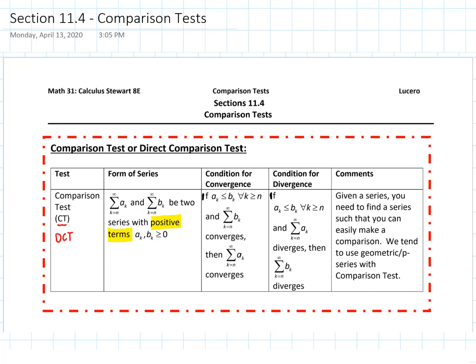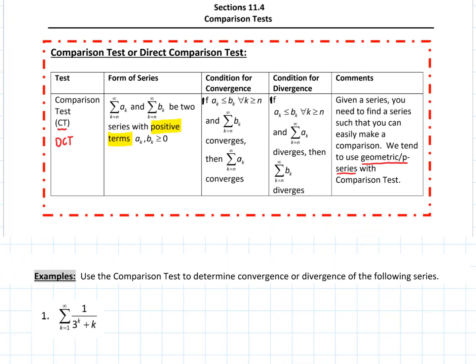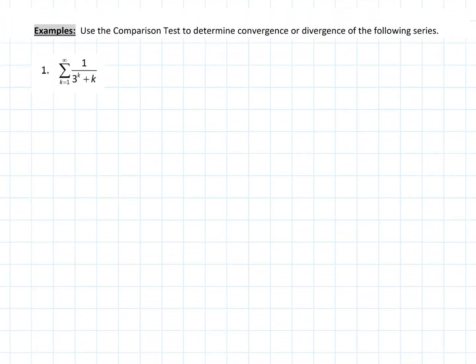Just a couple little comments on this one. If you have a series that you're looking at and you want to use comparison, you need to compare it to something that you know converges or diverges. The two series that we can know through previous sections converge or diverge are our geometric or our p-series, so we can compare to those. Let's jump right into a couple examples in this video, and then talk a little bit about the limitations of the comparison test and why we might want another way to compare.